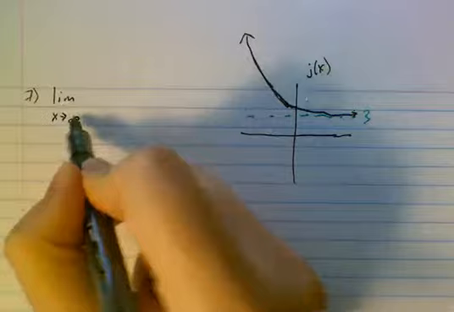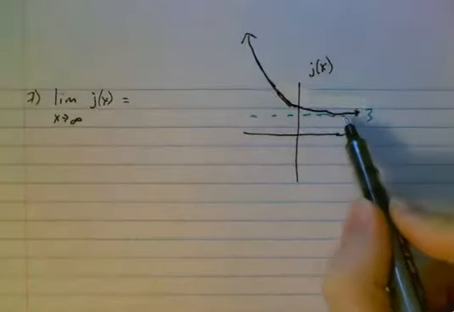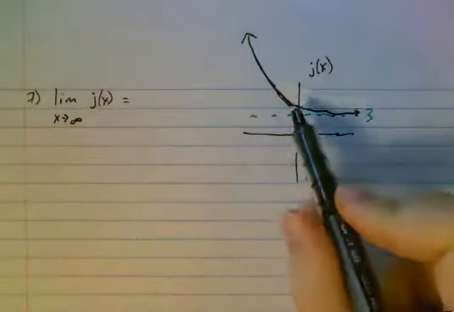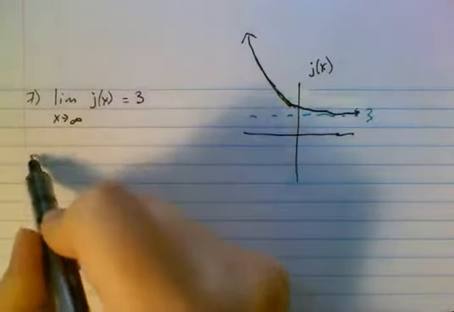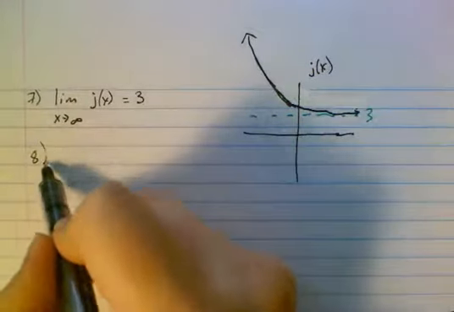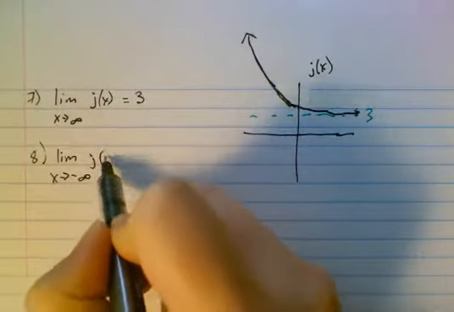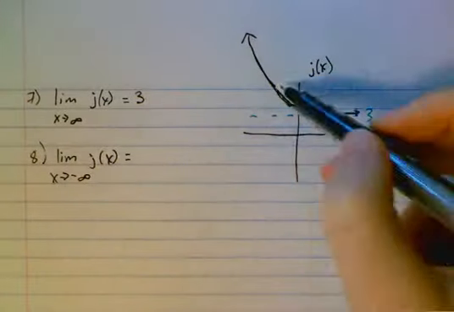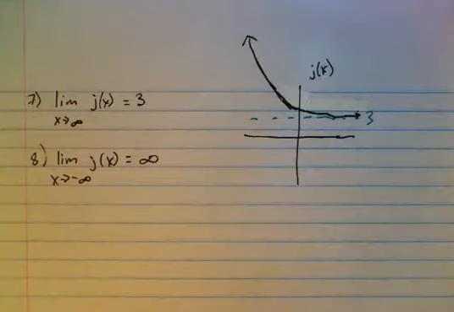As x approaches positive infinity, j of x gets closer and closer to this horizontal asymptote at y equals 3. But as x approaches negative infinity, y is getting larger and larger, more and more positive. The limit is positive infinity.